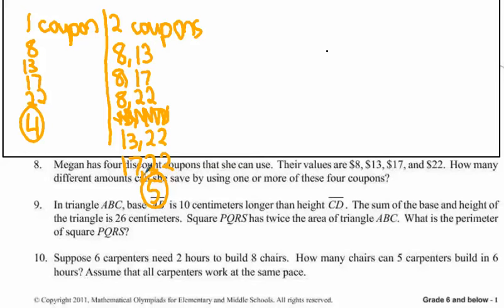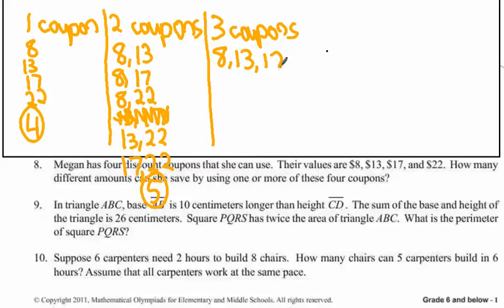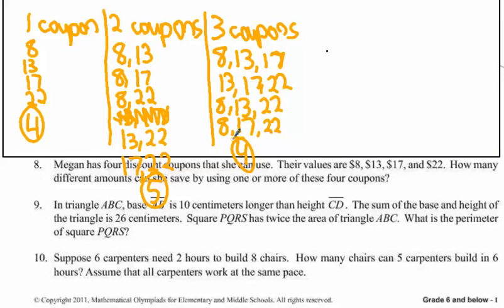And then for 3 coupons, you could have 8, 13, 17, 13, 17, 22, 8, 13, 22, 8, 17, 22. And so that would be 4 different outcomes.